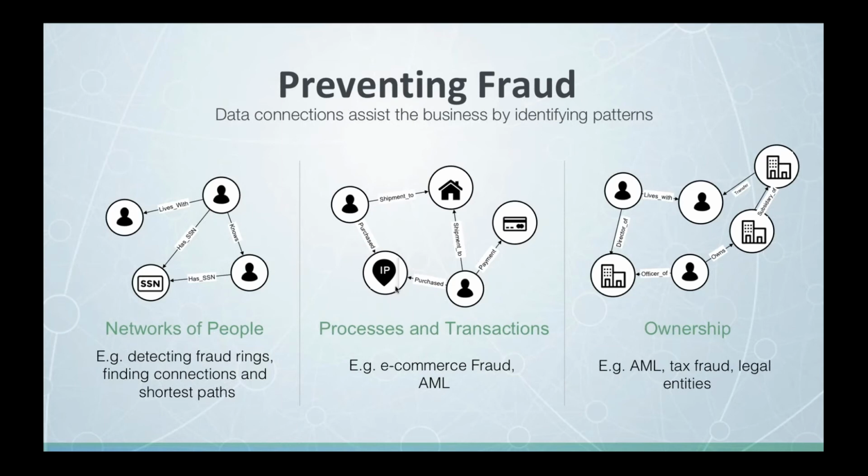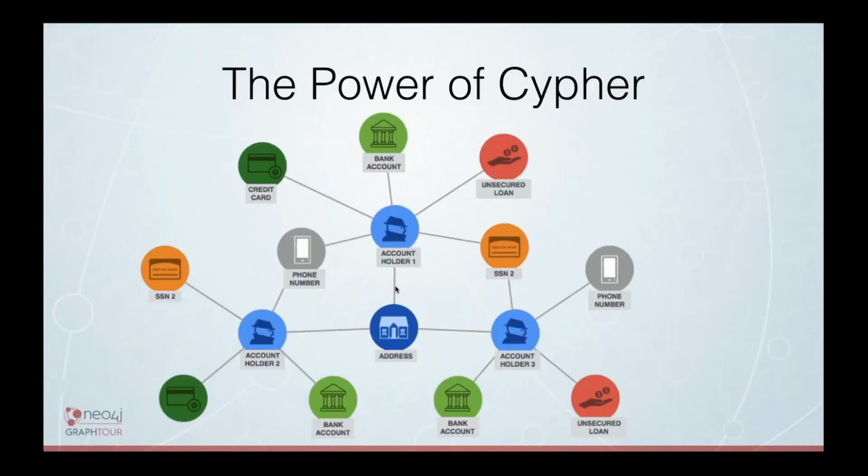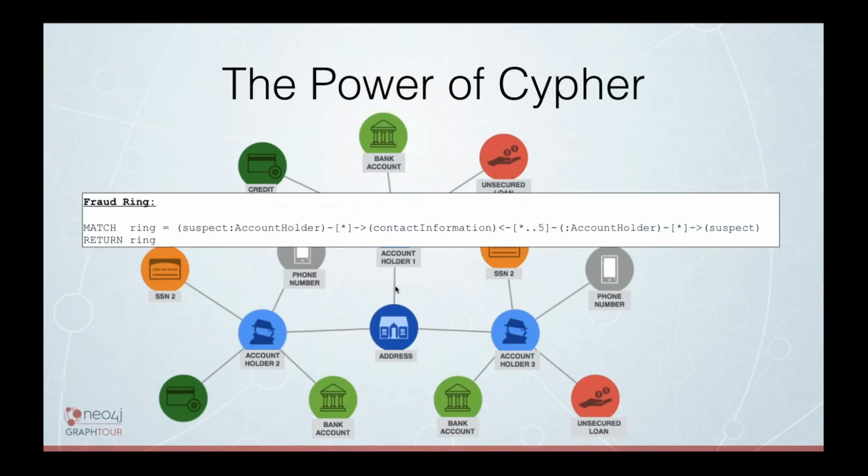Or you can detect connections within processes and transactions needed for identifying e-commerce fraud or anti-money laundering, or detecting connections within ownerships. This helps to identify patterns for money laundering, identifying fraud tags and connections between and within legal entities. What you also need is a powerful query language. Cypher is your friend here. With Cypher, you get the ability to traverse within your connections to easily identify and use connections and relationships.